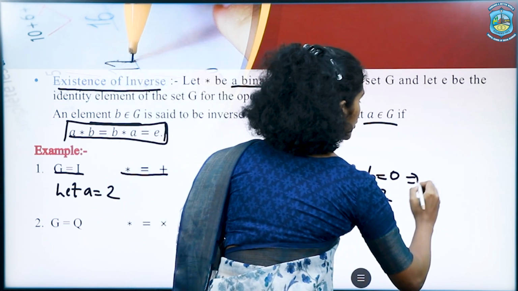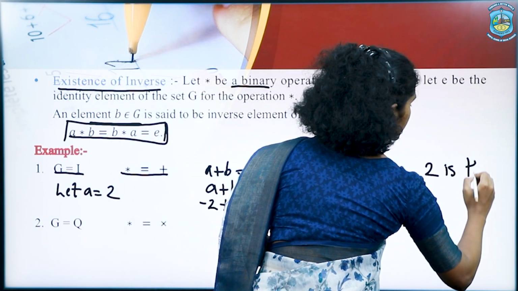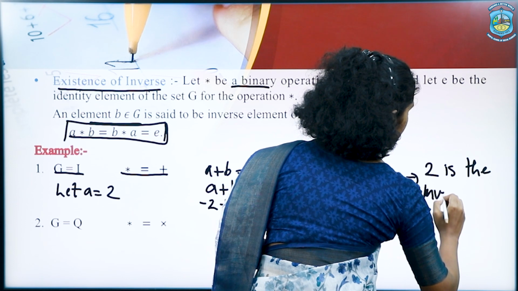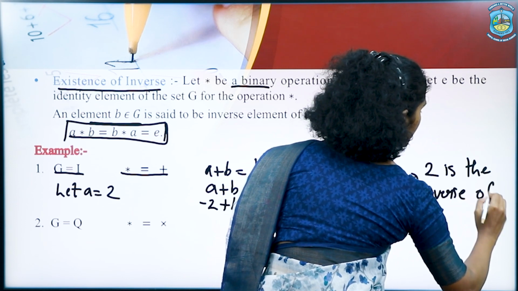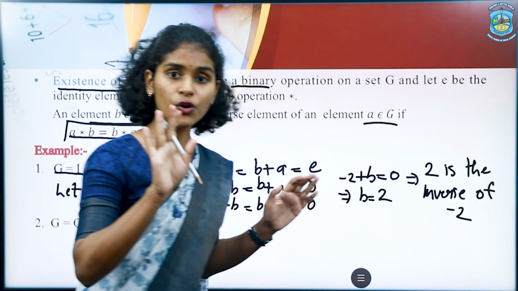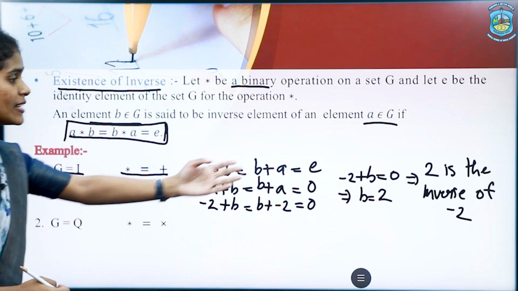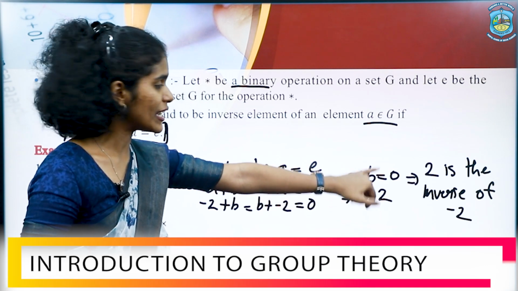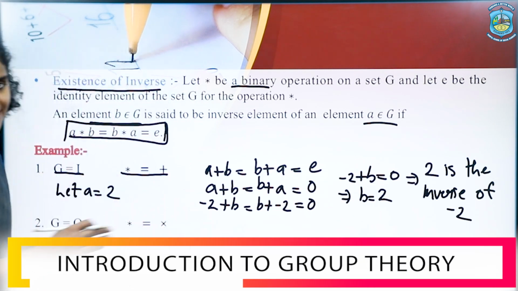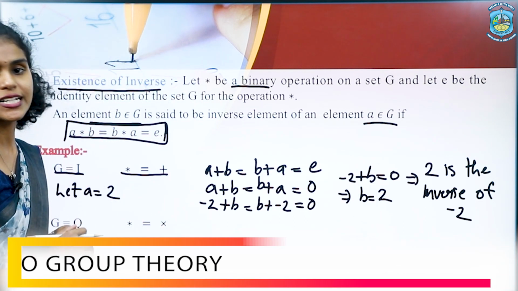This implies 2 is the inverse of minus 2. Always remember that since this 2 is an integer, we could say that 2 is the inverse of minus 2. If it was not an integer, we can't say that. It doesn't work in that particular case.